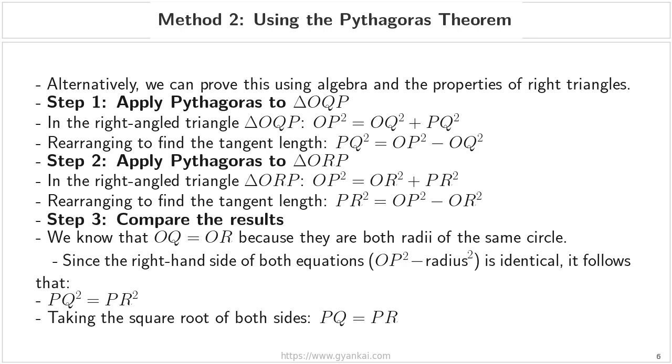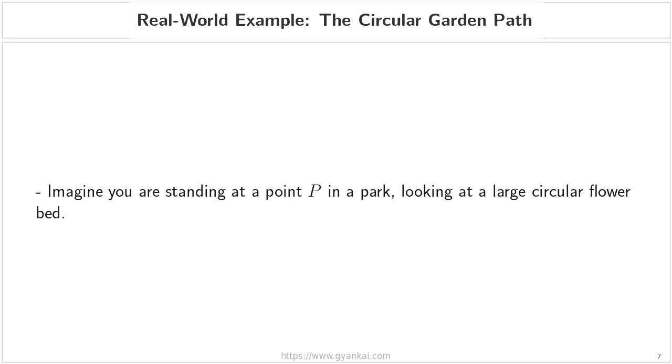Now, let's see how this mathematical principle actually applies to a real-world scenario. Real-world example, the circular garden path. Now that we have mastered the formal mathematical proofs using both triangle congruence and the Pythagoras theorem, let's step away from the abstract diagrams and see how this theorem actually applies to a real-world scenario.